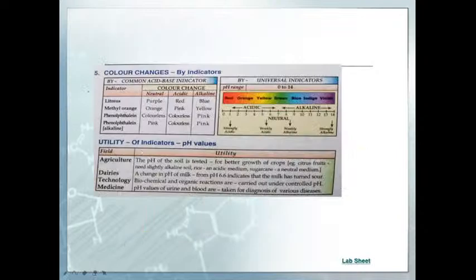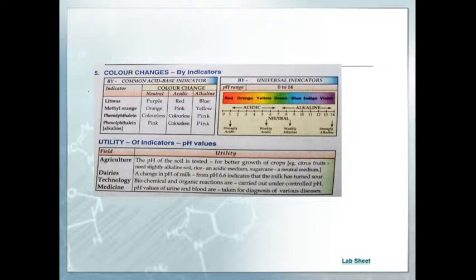So we have already discussed these color changes. I don't think you will be finding any difficulty. And then, what are the uses, why do we require acid-base indicators? Because in agriculture, the pH of the soil is tested for the better growth of the crop. Citrus fruits need slightly alkaline soil, because they themselves are acidic in nature. So they need slightly alkaline soil. Rice requires an acidic medium, sugarcane requires a neutral medium. So every time the farmer needs to check the pH of the soil in order to find out the exact pH value of the soil, so that the plant can grow well.